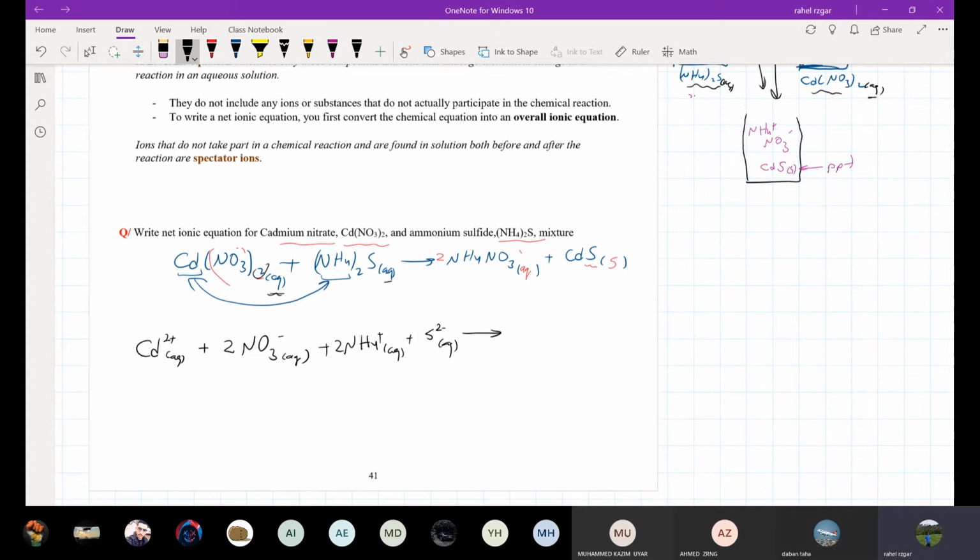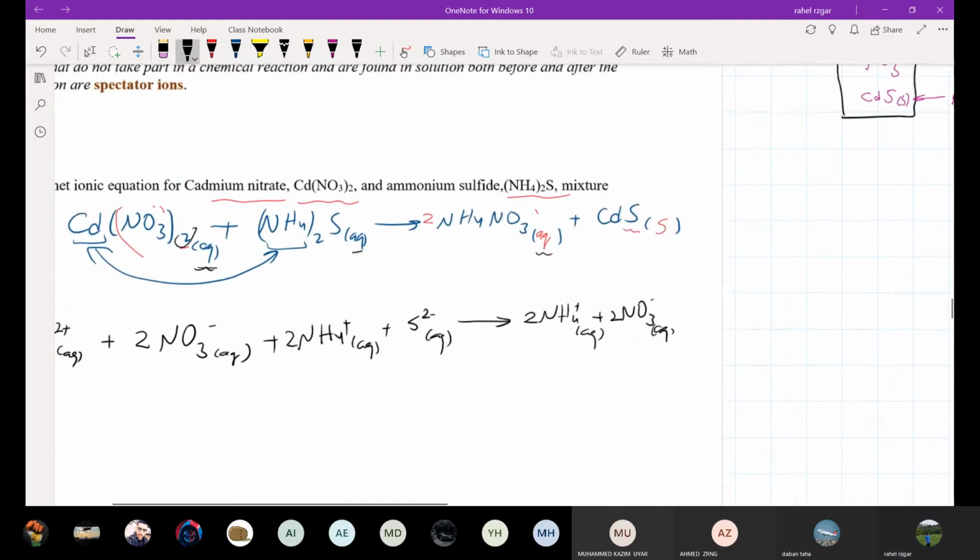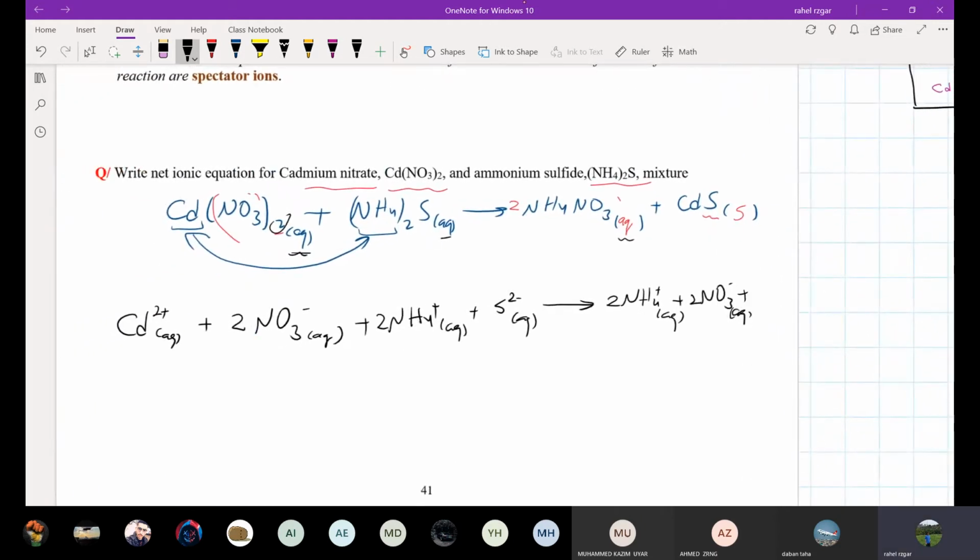Let's look at the product side. Is this still aqueous? Yes. How many NH4? 2 NH4 plus with 2 NO3 minus. This is aqueous. Plus, if it's solid, it means that it hasn't been dissolved. So we cannot make it ions. We cannot make it ions. So we'll write CdS as solid. Write it a bit more nicely, CdS, solid.